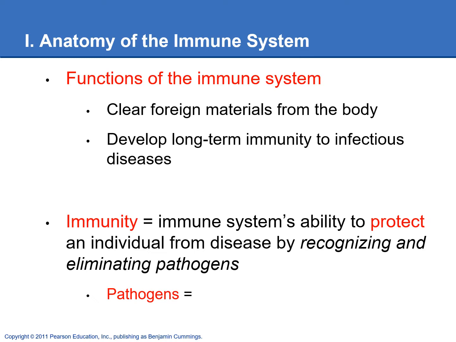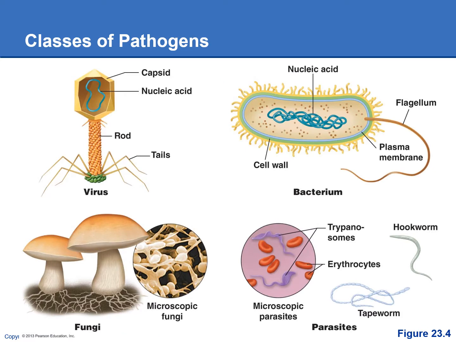Immunity is just defined as the immune system's ability to protect an individual from a disease by recognizing and eliminating the pathogen. A pathogen is just defined as a microorganism that causes disease. There's all kinds of different pathogens. They could be viruses, bacteria, protozoans, or fungi. There's all kinds of pathogens that are out there.